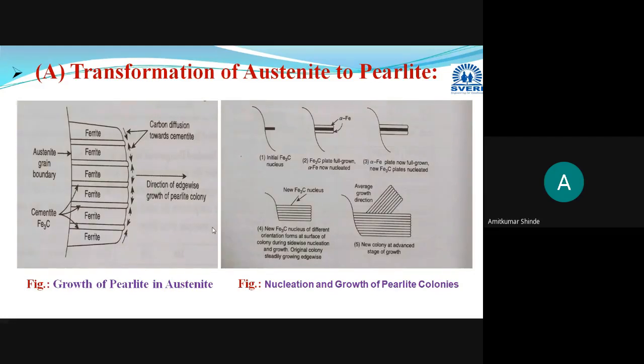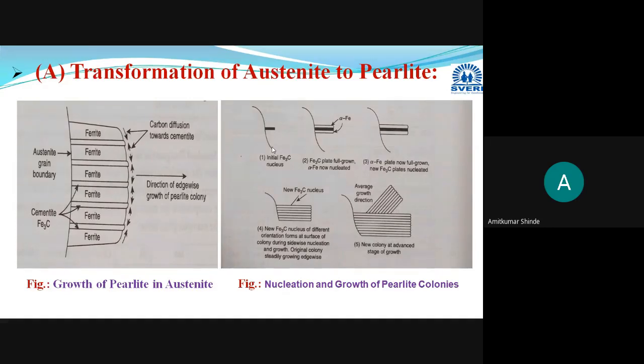Now the first step will be nucleation. And how will this nucleation start? This curved line here is the grain boundary of the austenite. We are doing the cooling from the austenite phase. First, we have done the heating and we have obtained the homogeneous austenite by giving sufficient holding or soaking time. And now we are going to do the cooling process.